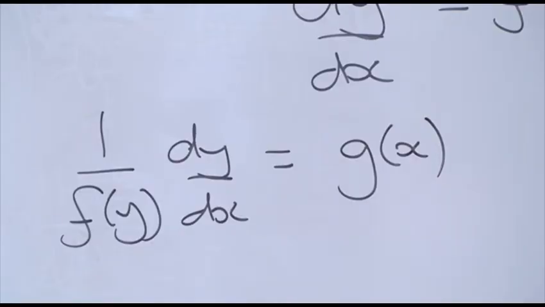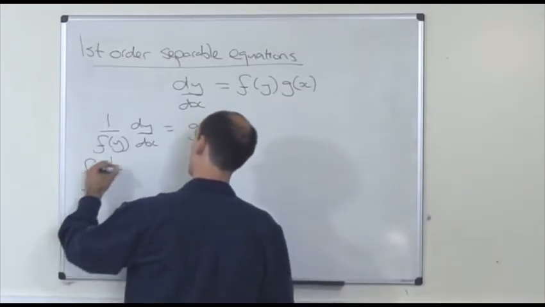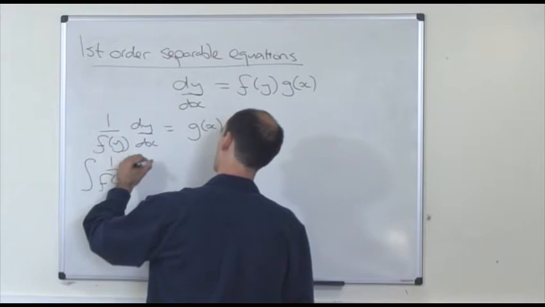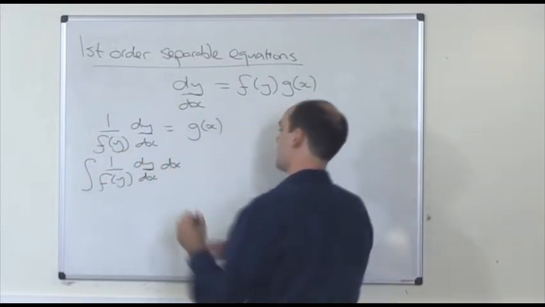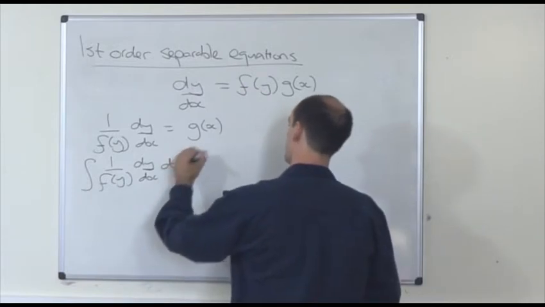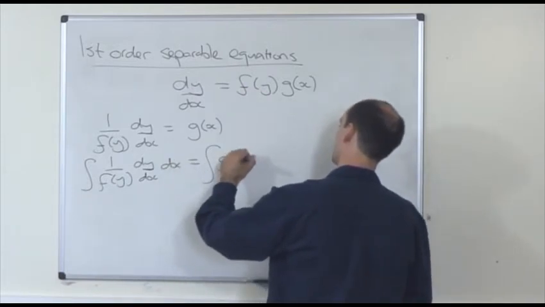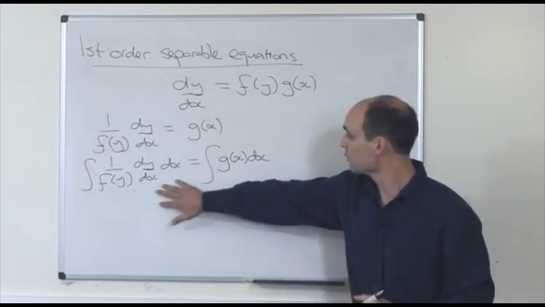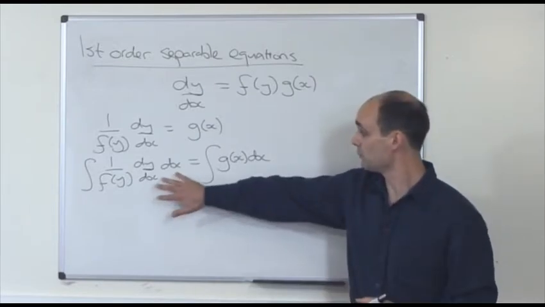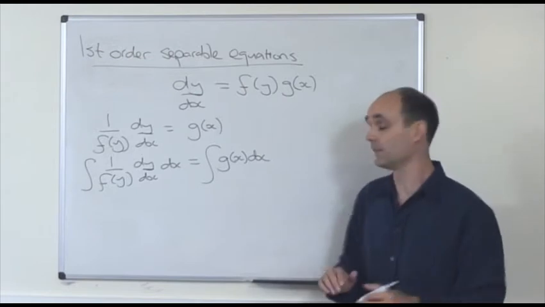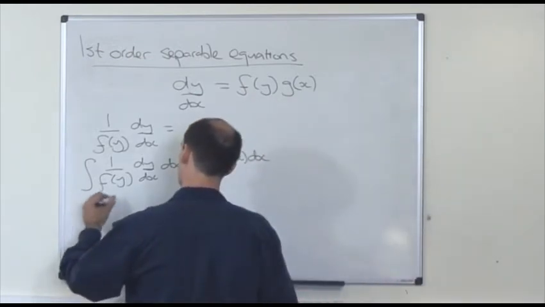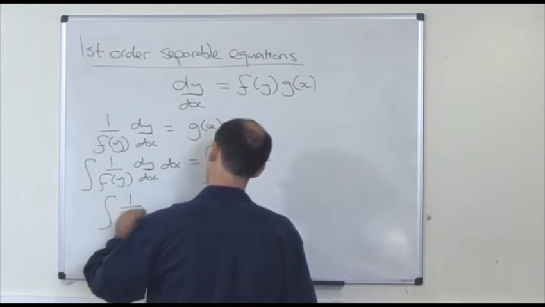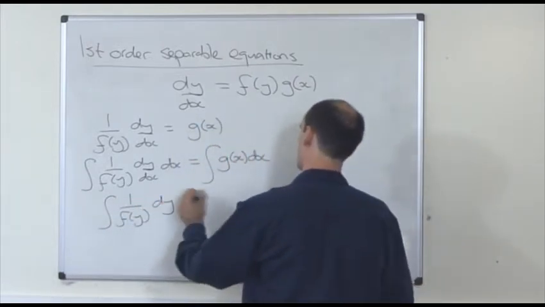Now, if we're going to do this technically correctly, what we'd say now is we'll integrate both sides of that equation with respect to x. So we write down the integral of 1 over f of y dy by dx, that's the left-hand side integrated with respect to x. That's equal to the integral of g of x with respect to x. And then finally, on this left-hand side, we'd recognise that this is equivalent to a substitution integral, so we can change variables from x to y in the integral. And so this left-hand integral becomes the integral of 1 over f of y dy, and the right-hand side stays the same.